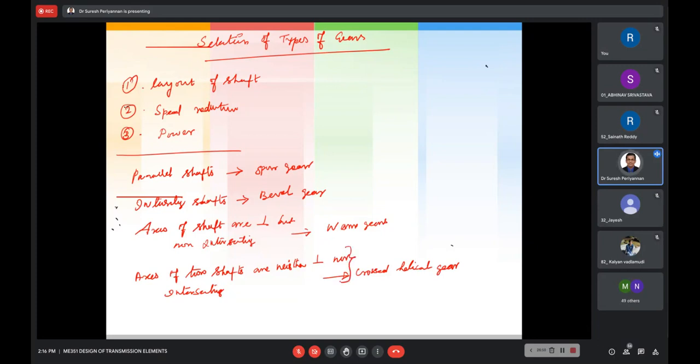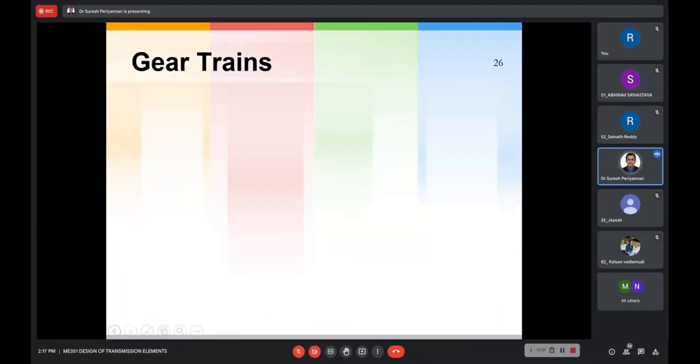Some of these things we discussed earlier. Now, this is the way of selecting the type of gears based on application. As I told you, spur gears generate more noise due to sudden engagement, but in helical gears the engagement happens gradually, hence smooth functioning, and more power transmission can be done in helical gears. Now, these are the things.